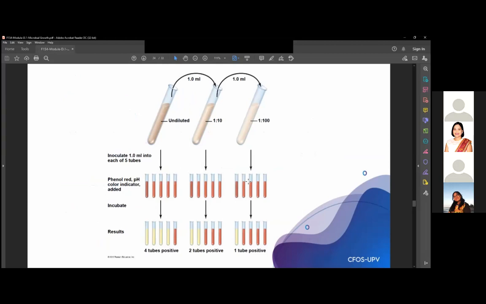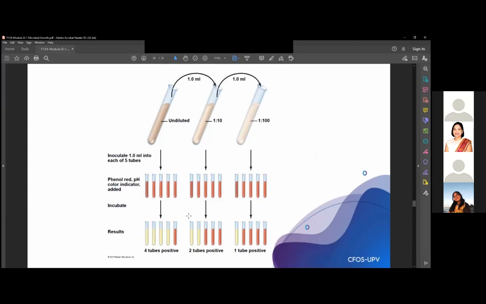So this slide shows an example of how MPN is done. You have to dilute your sample. So you have your undiluted, and then the 1:10 or 10 raised to -1, that's your first dilution. 10 raised to the -2, that's your second dilution. So the original or the undiluted, the 10 raised to the -1, 10 raised to the -2. That's your third tube. So you inoculate 1 ml into 5 tubes.